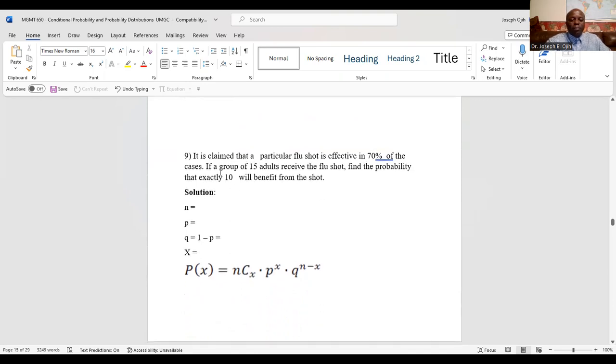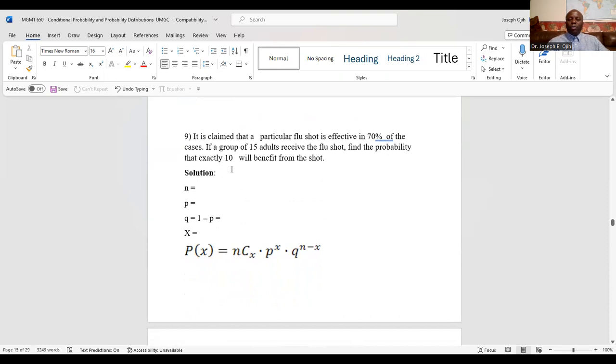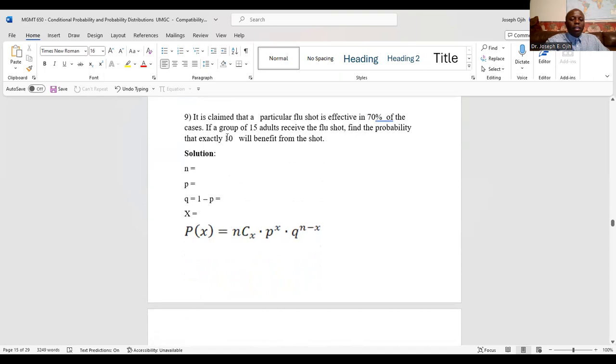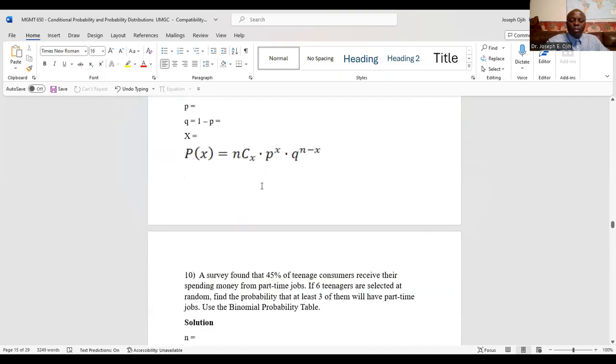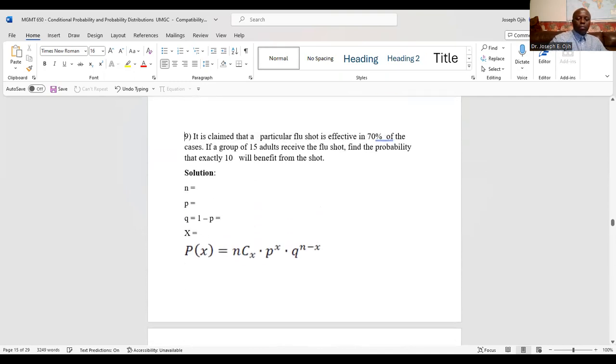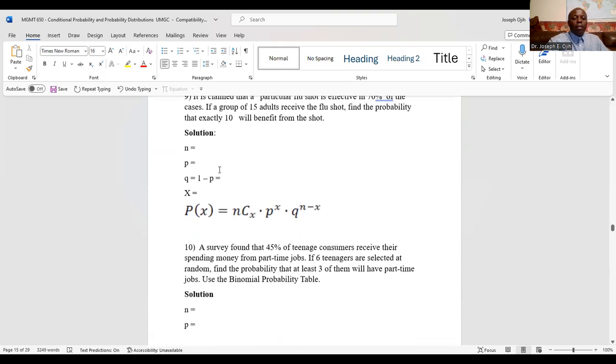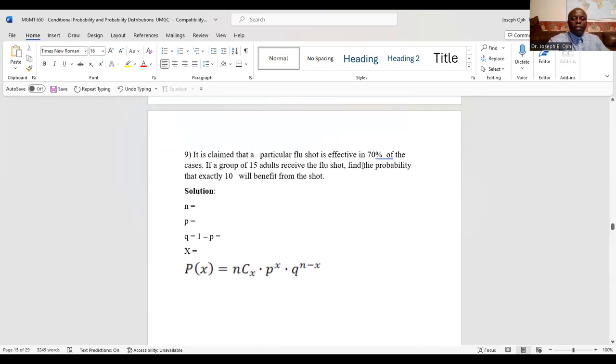So that's basically what it is. Like this one here, this one is more direct. They want you to get only one answer for this one. I want to show you the formula and then show you, if you want to use Excel, how you're gonna work. It says here, it is claimed that a particular flu shot is effective in 70% of the cases. If a group of 15 adults receive the flu shot, find the probability that exactly 10 will benefit.